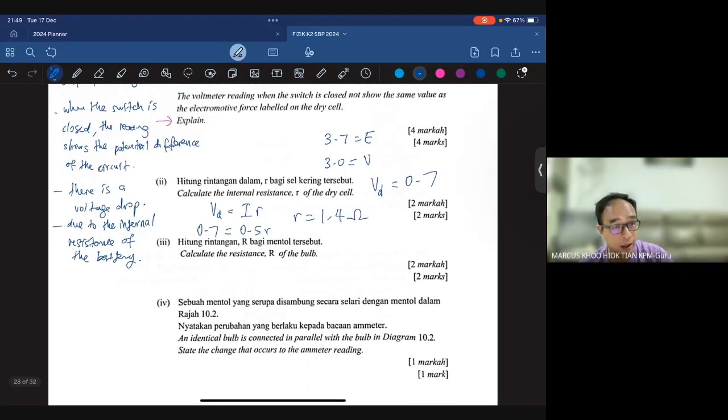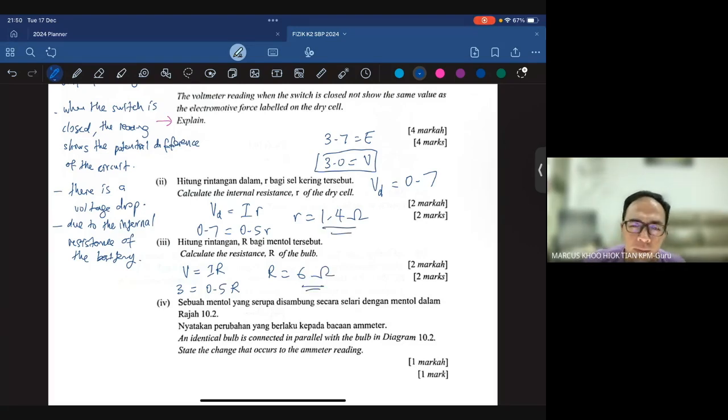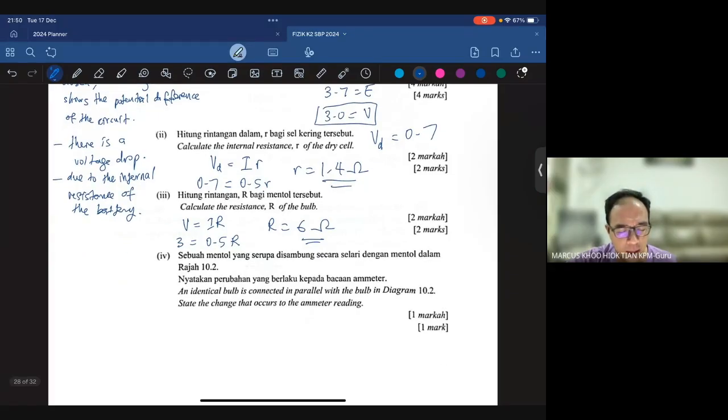You can calculate the resistance of the bulb because you know V equals IR, the usual. So 3 volts equals 0.5 times R, and you can get R, so R will be 6 ohms. I think this is pretty okay. This is a simpler question compared to the heat question just now, which took us too long.